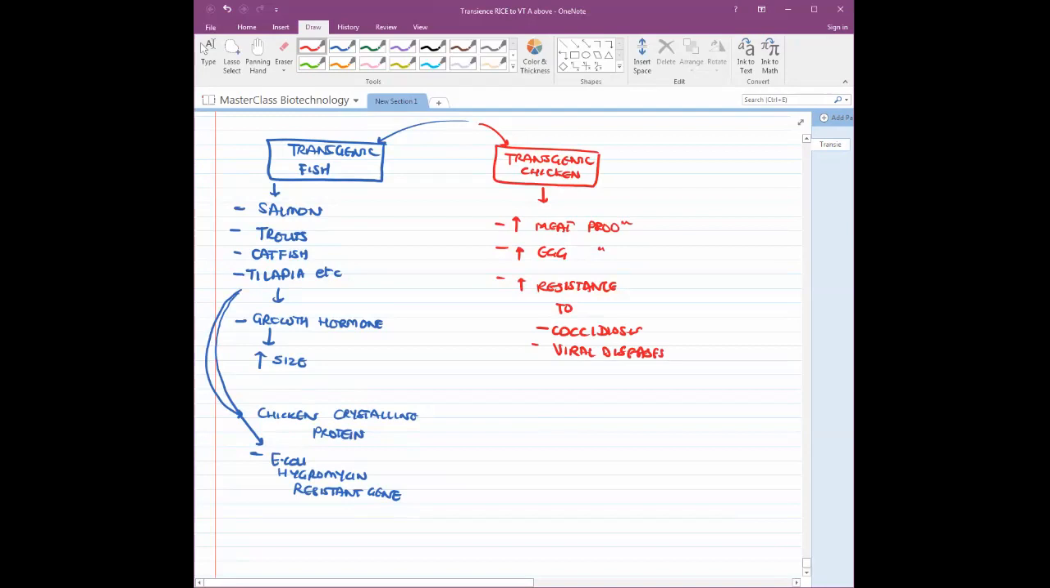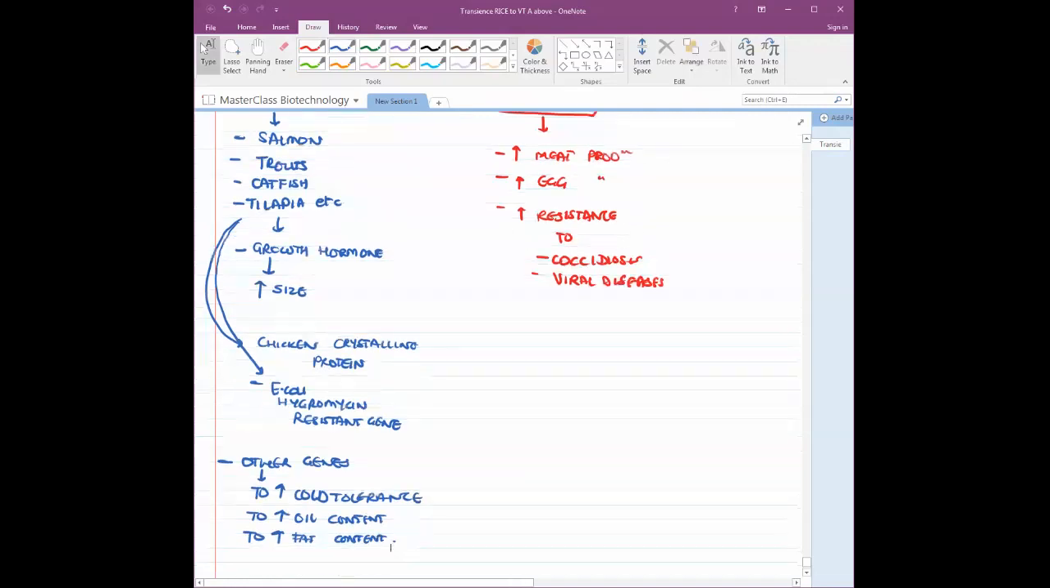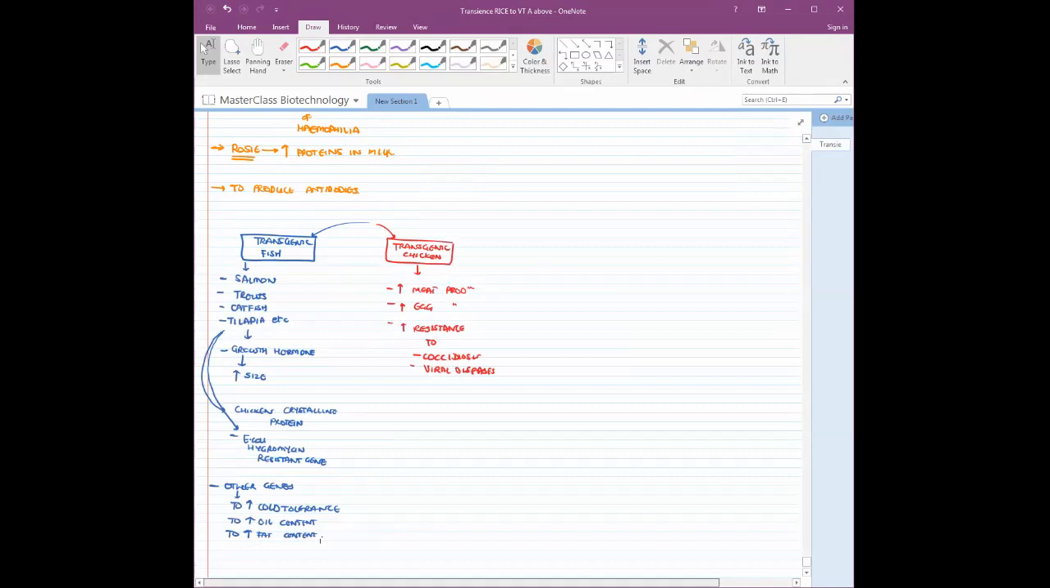Also, guys, sorry, in fish we will have a few more things. Let me just put it down, I forgot. We can also introduce other genes in fish to increase cold tolerance. We can also use genes to increase oil content, or to increase fat content. So this is what we need to know with regards to all transgenic animals.